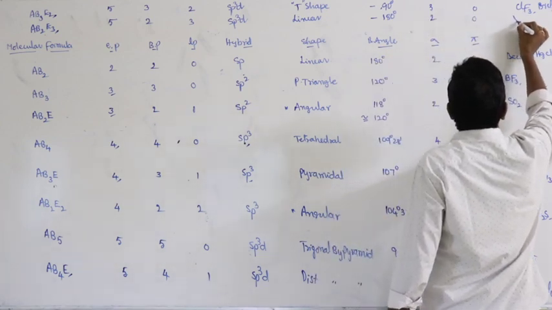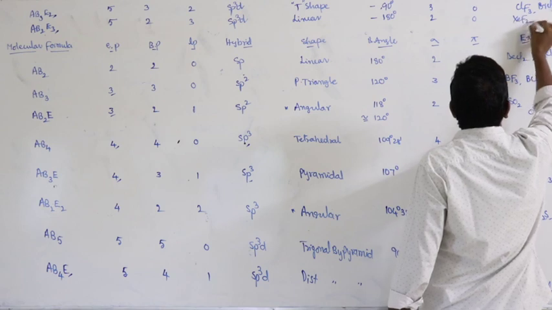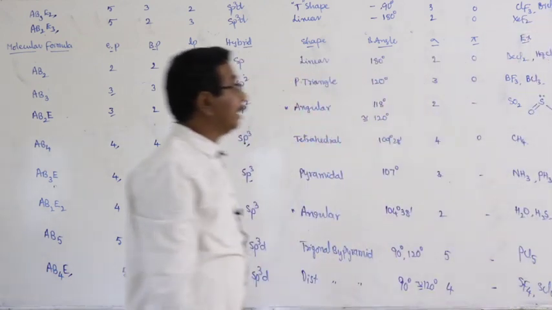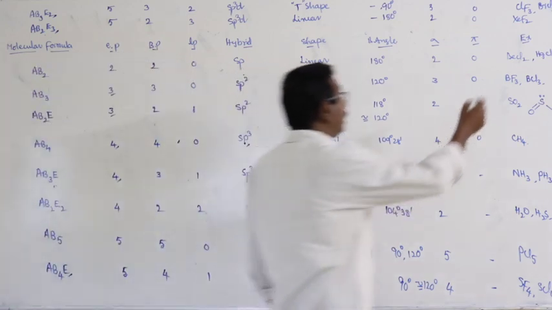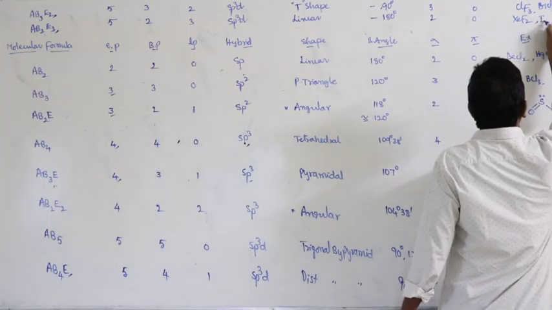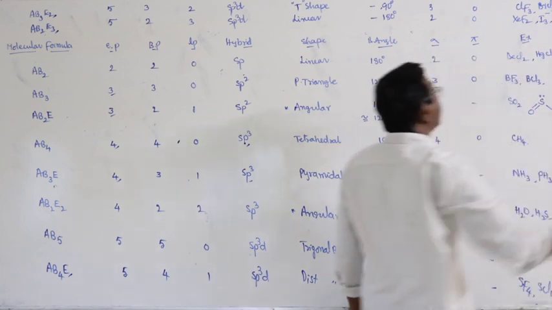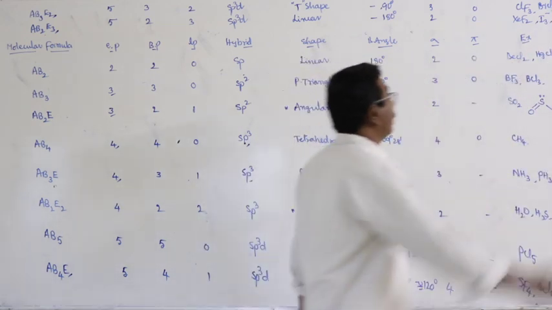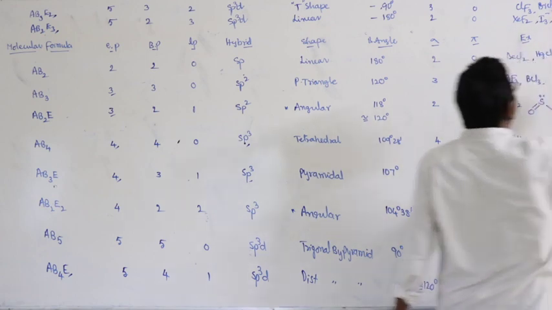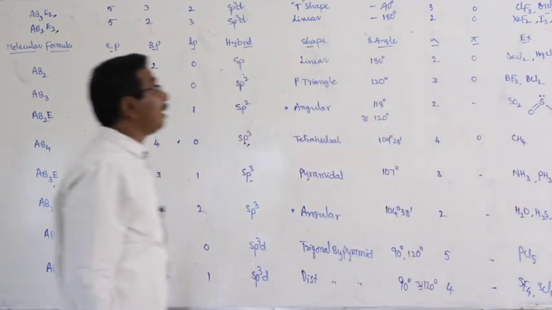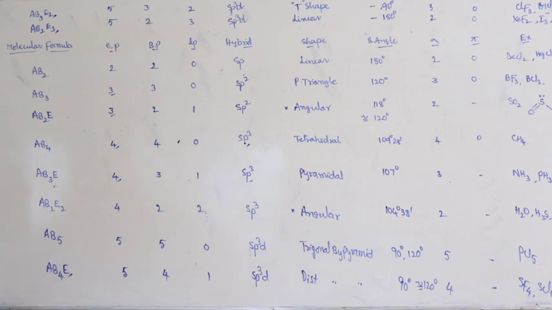And examples: XeF2, xenon difluoride, I3 minus, and ICl2 minus. These are all examples of AB2E3 type molecules. Okay.